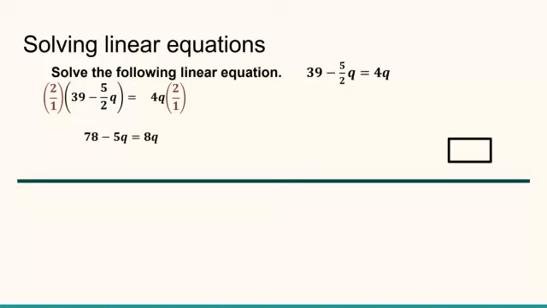2 times 39 is 78, multiplying 2 over 1 times 5 over 2. The 2's cancel, leaving me with just 5, and then 4q times 2 is 8.